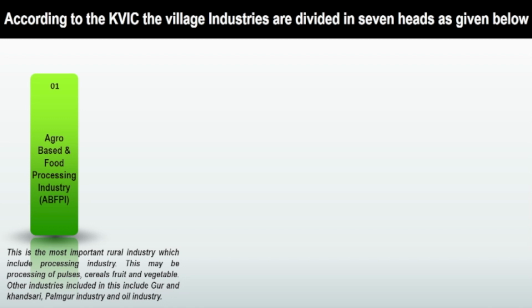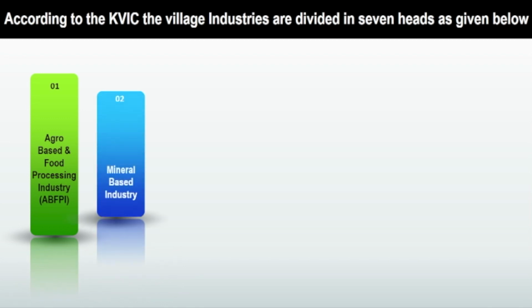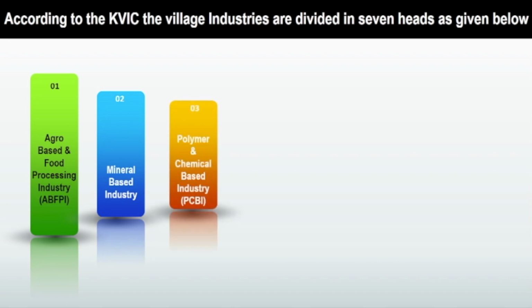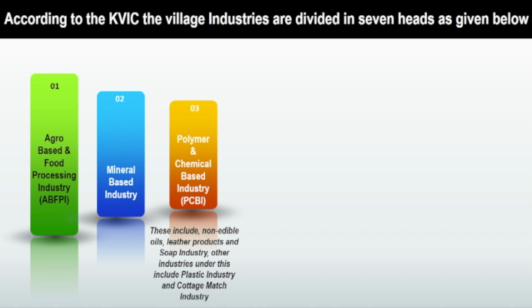The second type of industry is known as mineral based industry. The industry based on pottery and lime is known as mineral based industry. Next one is polymer and chemicals based industry. These include non-edible oils, leather products, soap industries and other industries. This includes the plastic industry and cottage match industry.